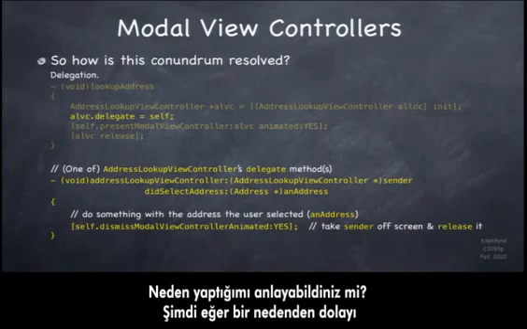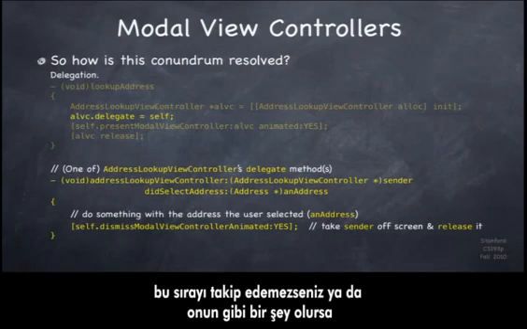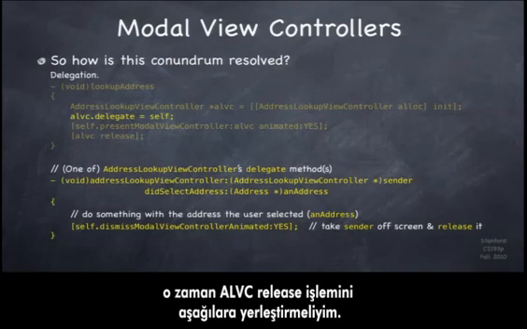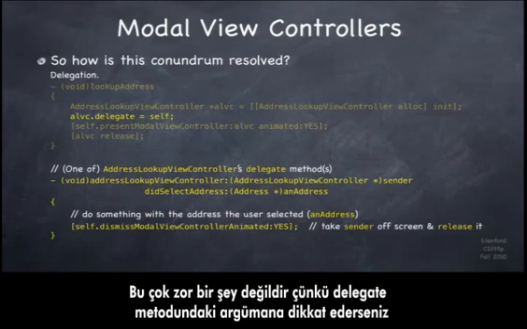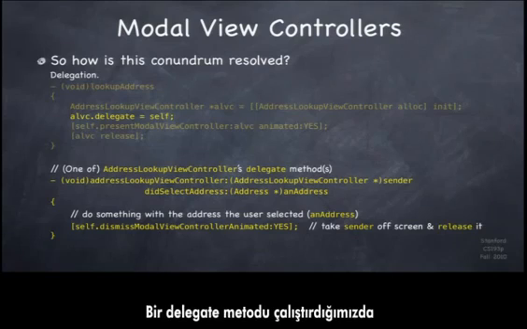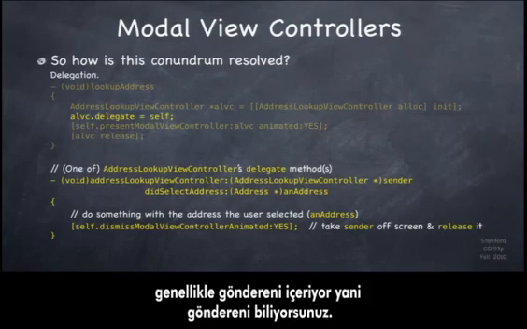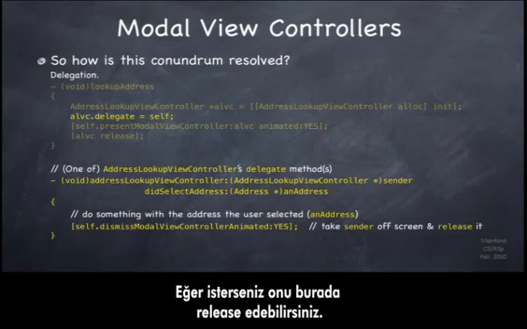Now, if I, for some reason, couldn't do it in that order, then I would have to put that ALVC release down lower, which is not that hard because notice the argument to the delegate method, we usually include the sender, right? When we do a delegate method, we usually include the sender. So you'll have the sender. You could release it here if you wanted.